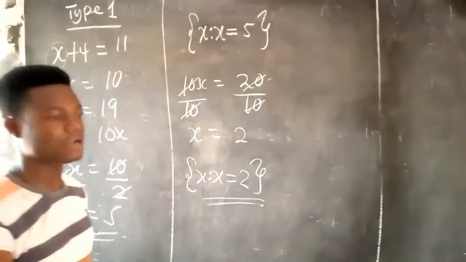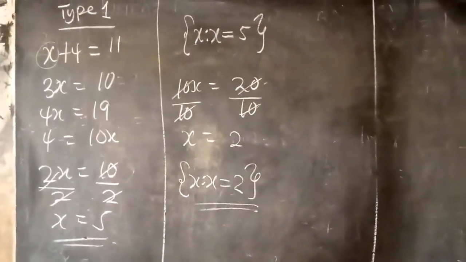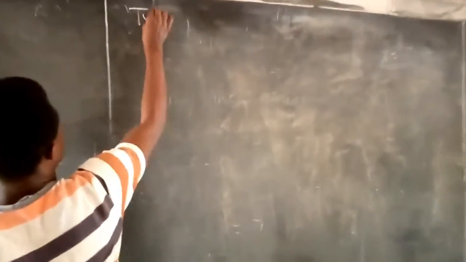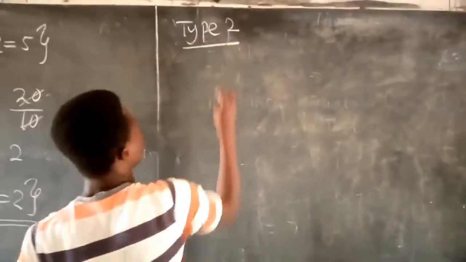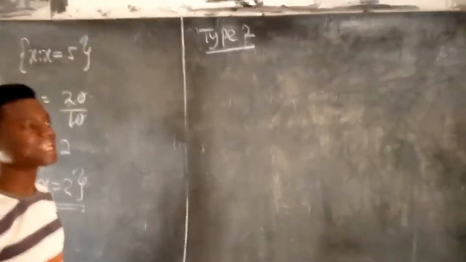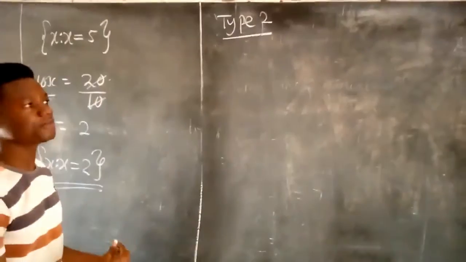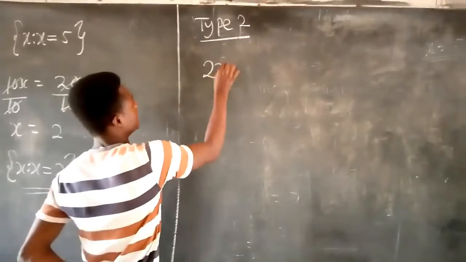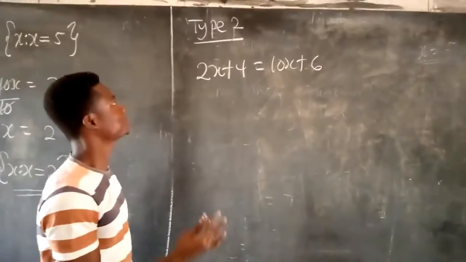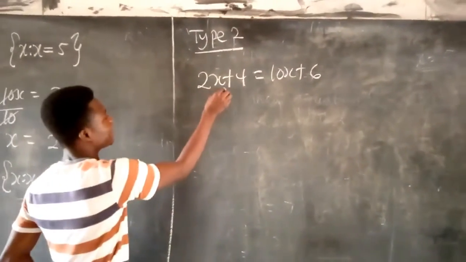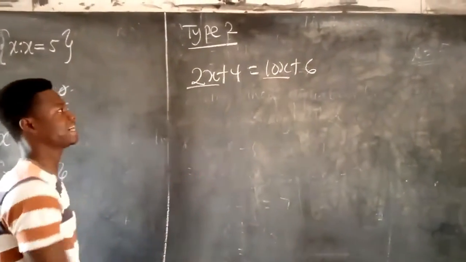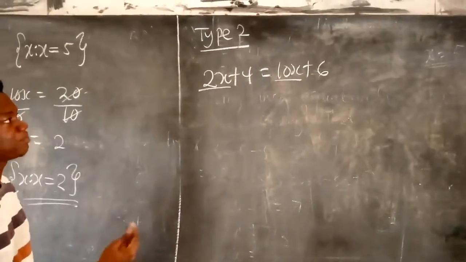So moving on to another type, which is type 2. Type 2 is very simple. It's similar to type 1. In type 2, we have the letters or variables at both sides of the equal sign. Example, let's say 2x plus 4 is equal to 10x plus 6. This is a type 2 equation because we have 2x here, the variable x, and 10x here, the variable x is also at the other end of the equal sign. We call this a type 2 equation.